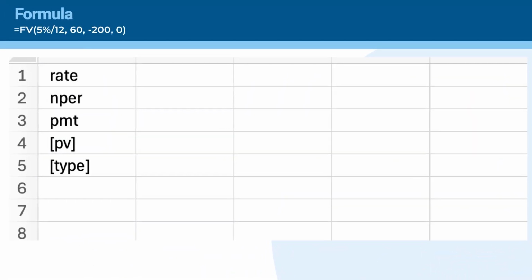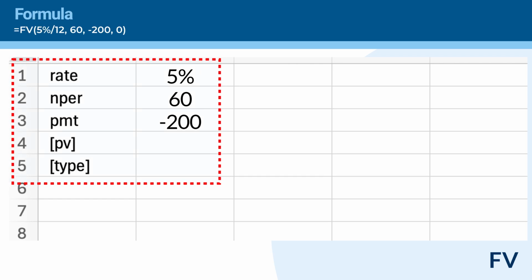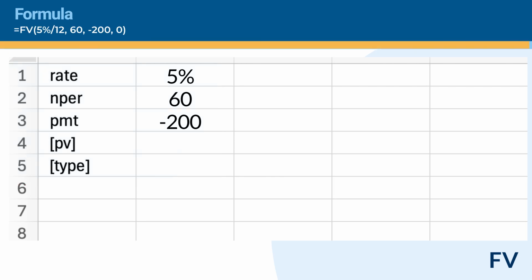Let's start with a simple example. Imagine you want to calculate the future value of an investment with monthly payments of $200, an annual interest rate of 5%, and a duration of 5 years. Enter the interest rate, number of periods, and payment amount in separate cells. Use the FV formula to calculate the future value.